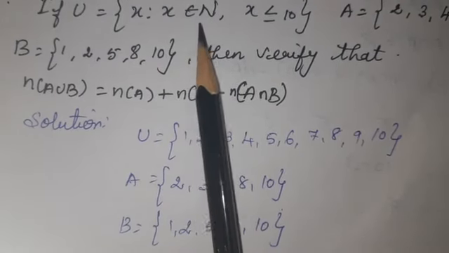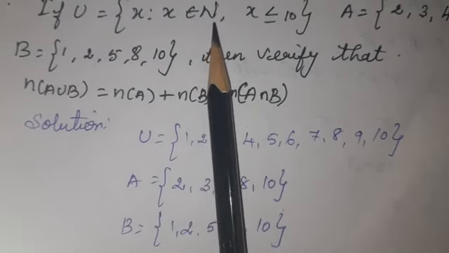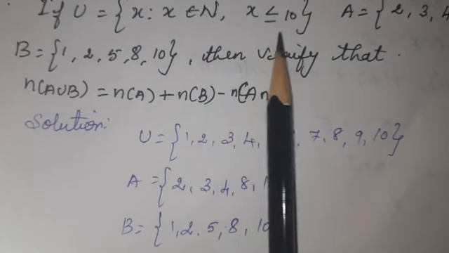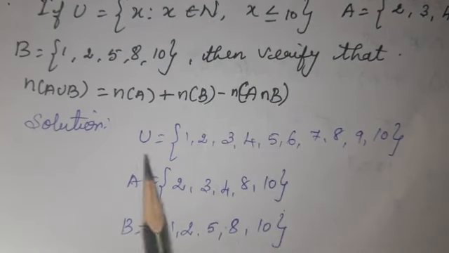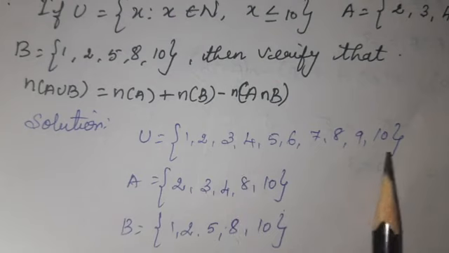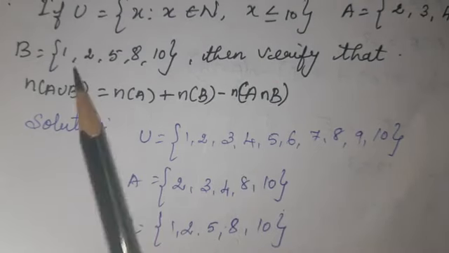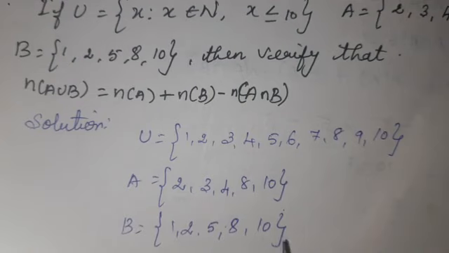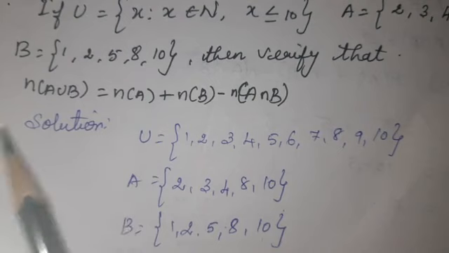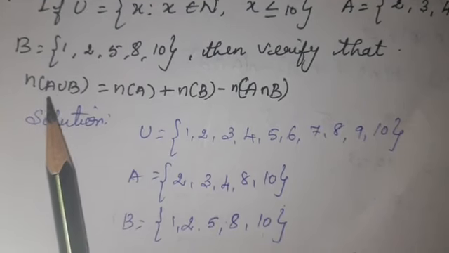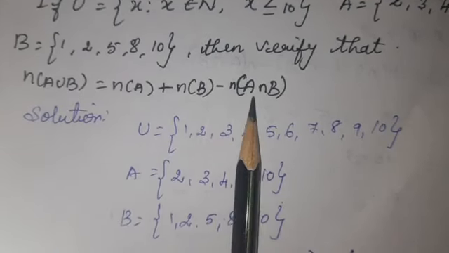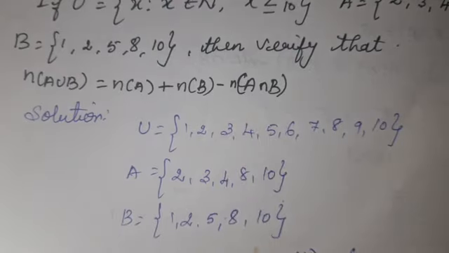The U set is given in set builder form, so I convert it into roster form. Starting is n, meaning natural number 1, ending with 10 because less than or equal to 10. So U = {1, 2, 3, up to 10}. The A set is directly given, so I have written it. Next, the B set is also directly given, so I have written it. When you see the formula, n(A) and n(B) we have written. Next we should find n(A ∪ B). Next we should find A ∩ B.